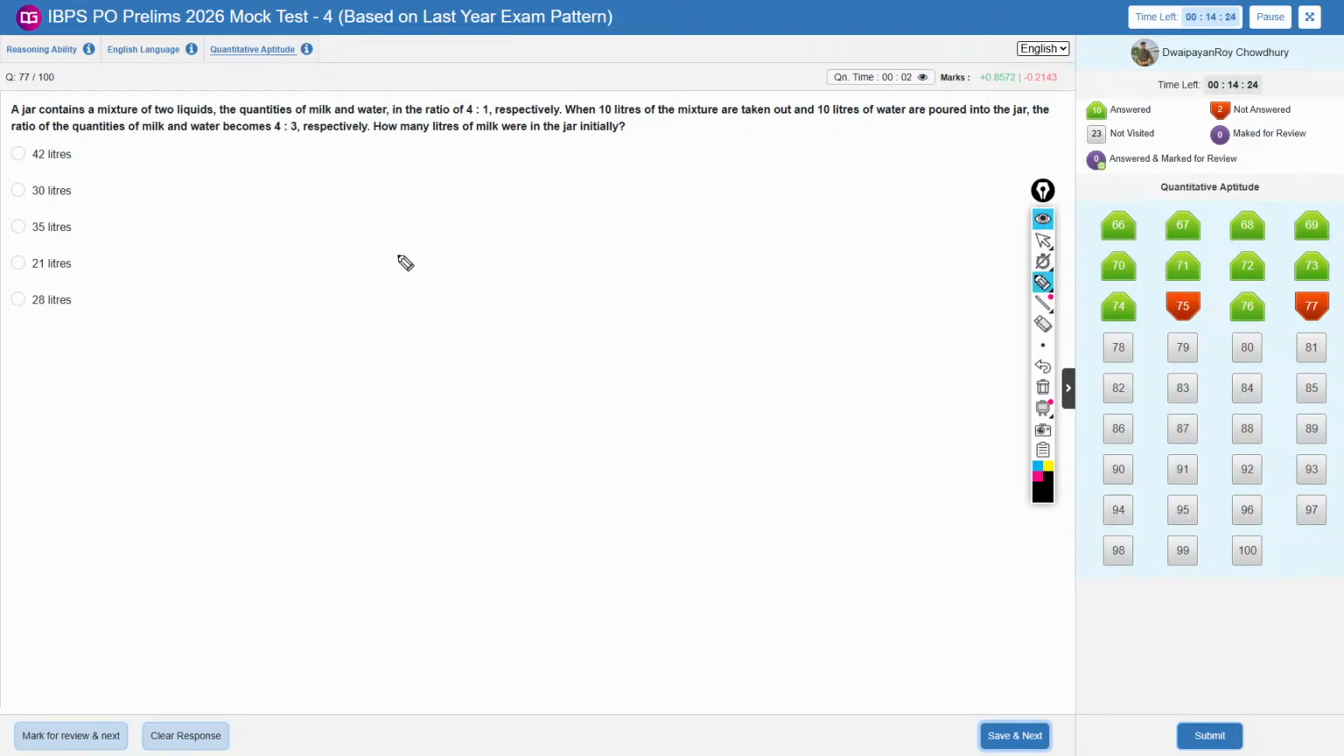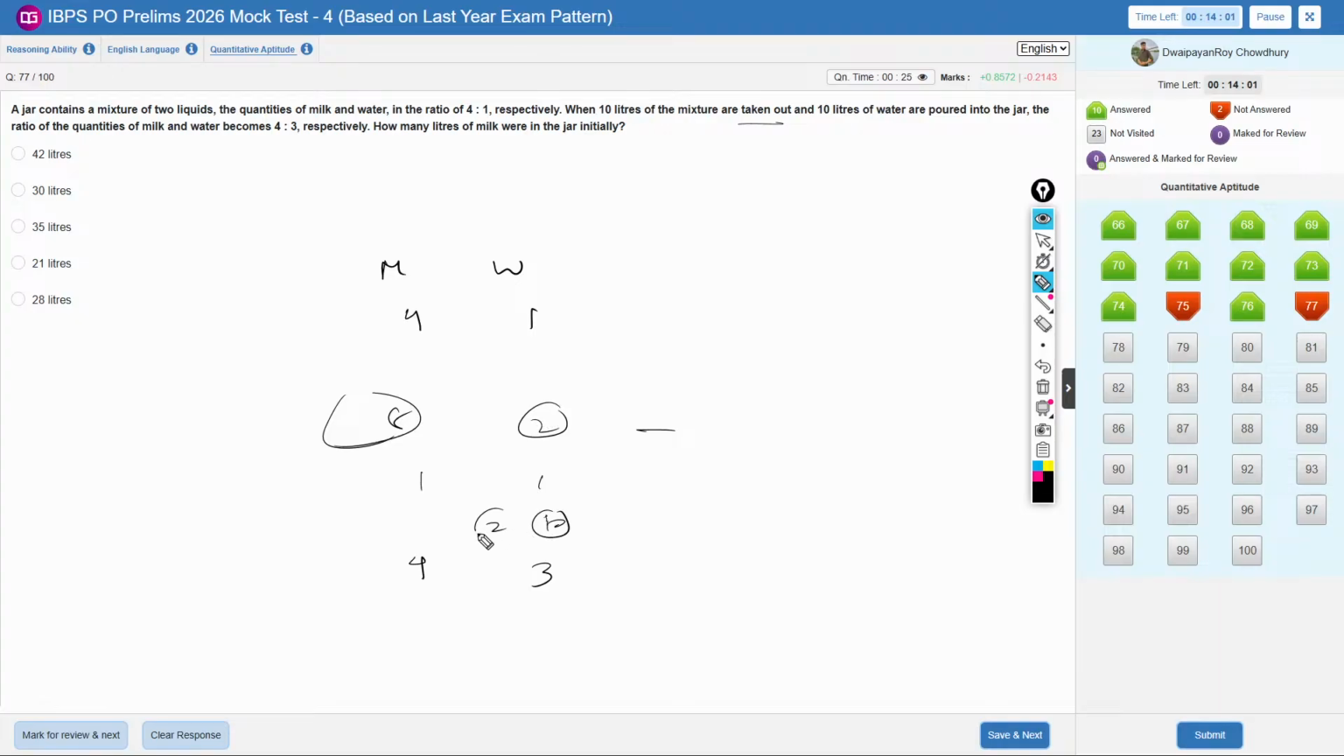A jar contains two liquids, milk and water. 10 liters of the mixture is taken out. So 8 and 2 are taken out, and 10 liters of water is poured in. Okay. The resulting ratio became 3. So 10 liters poured, 1 to 10. So 2 is equal to 10.